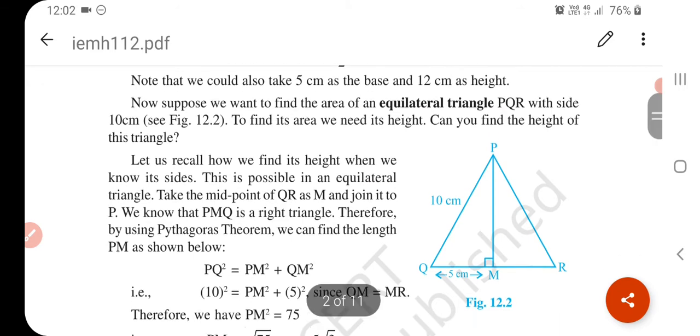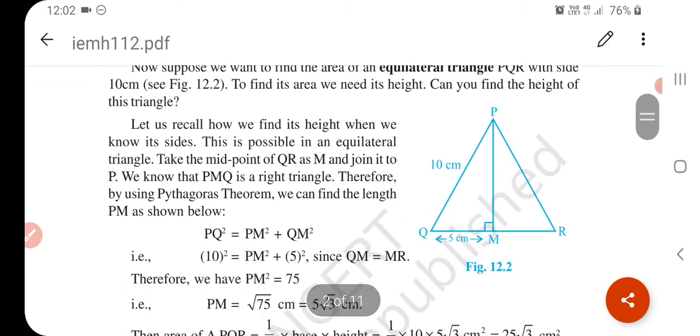When we want to find the height of this triangle, we have to draw an altitude. हमें क्या ड्रॉ करना पड़ेगा, एक altitude ड्रॉ करना पड़ेगा. Let us recall how we find its height when we know its side. This is possible in an equilateral triangle. Take the midpoint of QR, हमने QR का midpoint M ले लिया and join it to P.